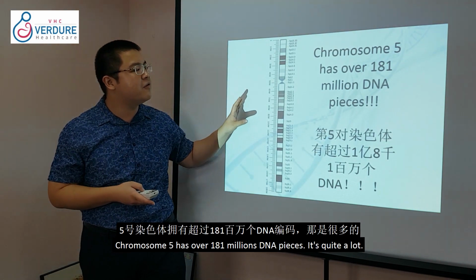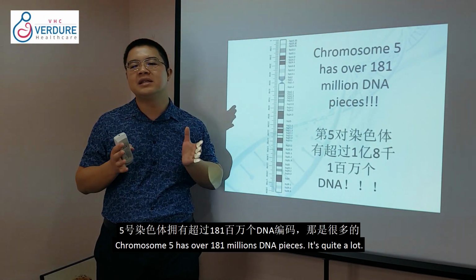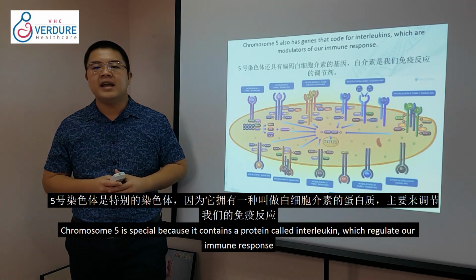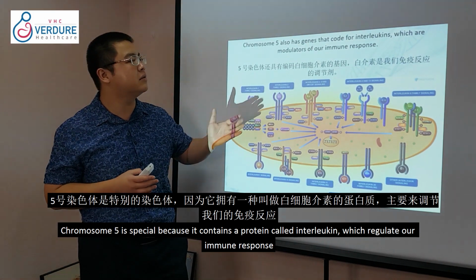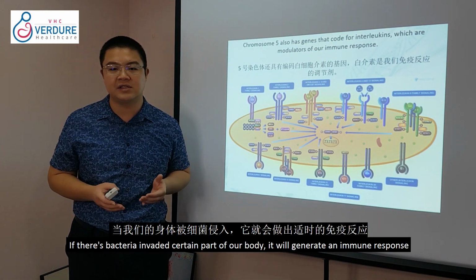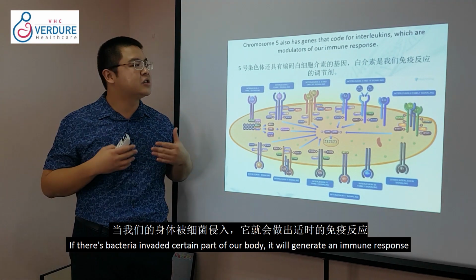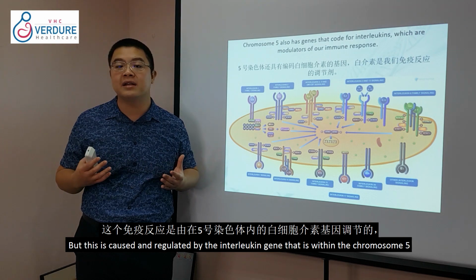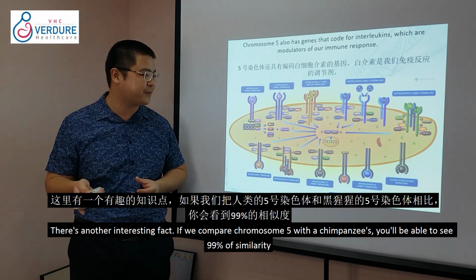Chromosome 5 has over 181 million DNA pieces. So quite a lot, isn't it? Chromosome 5 is quite special because it contains genes for proteins called interleukins, which regulate our immune response. For example, if bacteria invade certain parts of our body, it will generate an immune response, but this is caused and regulated by the interleukin gene within chromosome 5.